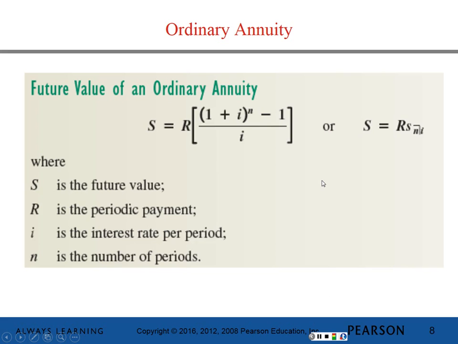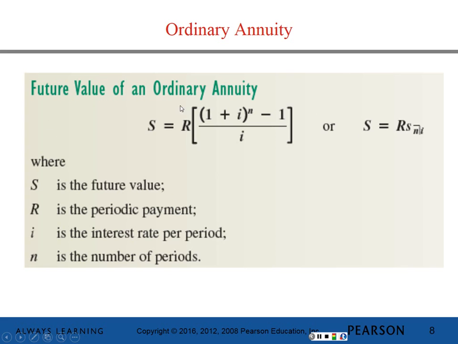So if you want to find the future value of an ordinary annuity, they do not use A for the future value of an ordinary annuity, they use the letter S because it's the sum of a bunch of different compoundings and deposits. S is the future value. R is how much you pay at the end of each period. I is the interest rate per period, and N is the number of periods.